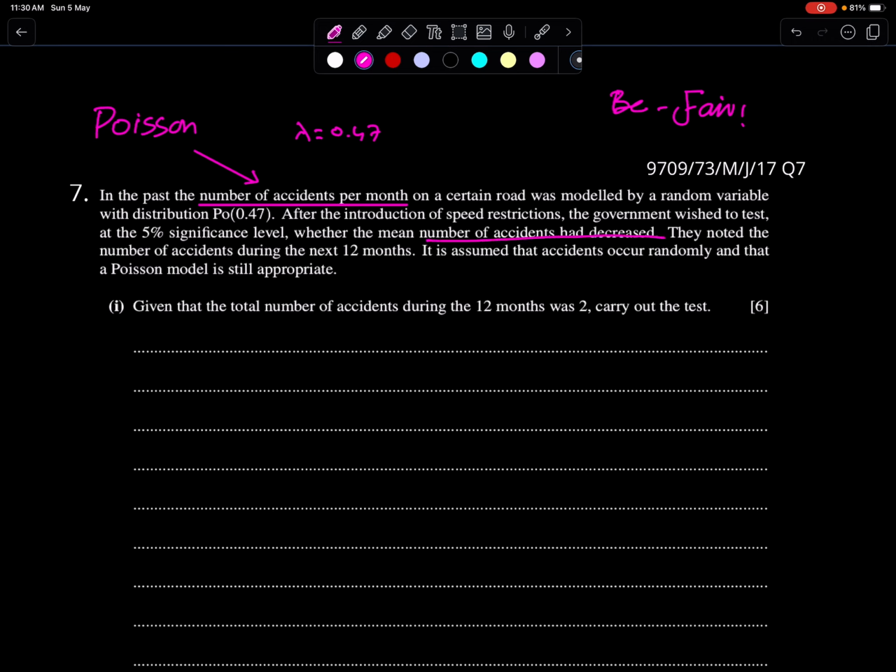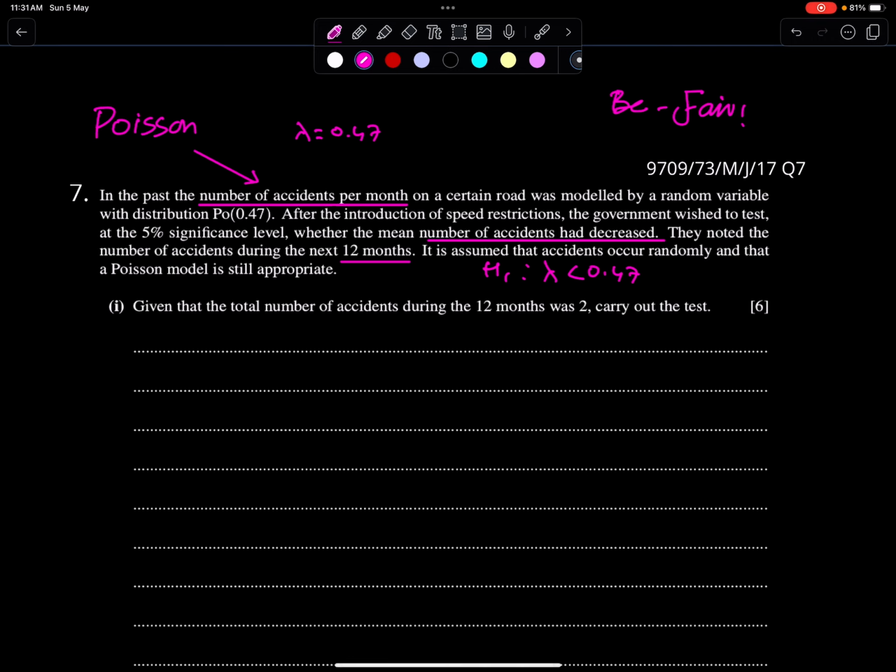This means lambda is less than 4.7, and this is H1. They noted the number of accidents during the next 12 months. It is assumed that accidents occur randomly and that a Poisson model is still appropriate. Given that the total number of accidents during the 12 months was 2, carry out the test.